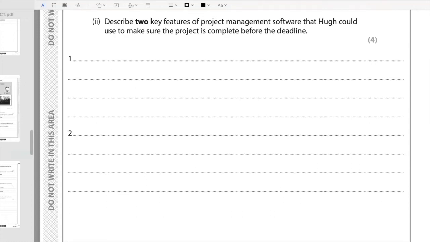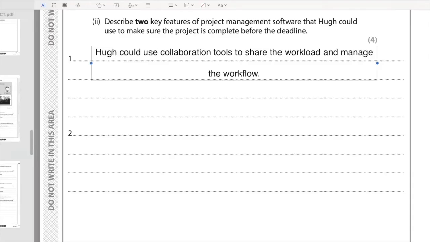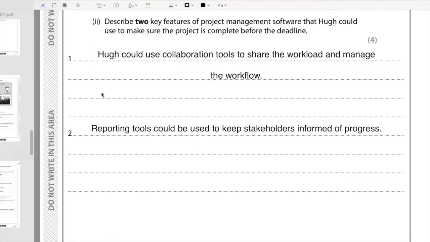2. Describe 2 key features of project management software that Hugo could use to make sure the project is completed before the deadline. So my first point is Hugo could use collaboration tools to share the workload and manage the workflow. And my second point is reporting tools could be used to keep stakeholders informed of progress.